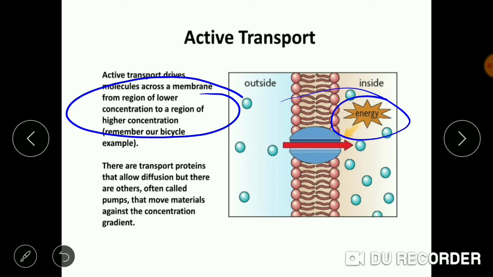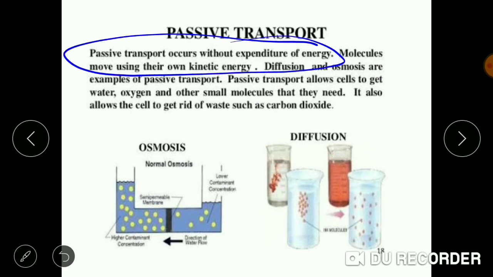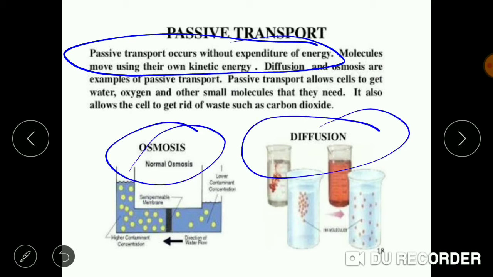As you can see in this diagram, the movement is from lower concentration to the higher concentration across the membrane, in which energy is utilized. While if we see the passive transport, in the process of passive transport, none of the energy is required, and the examples of passive transport are osmosis and diffusion, in which the movement is from higher concentration to the lower concentration.